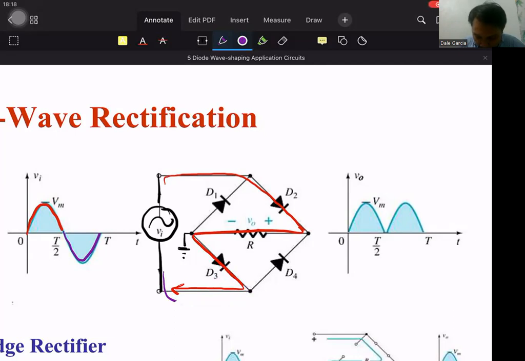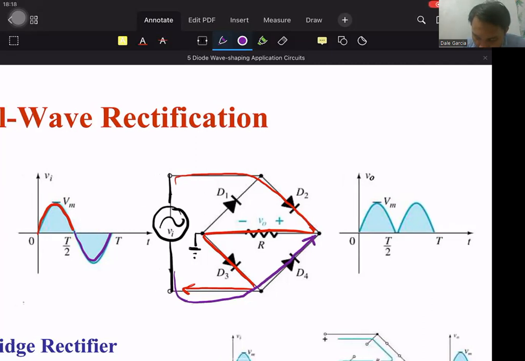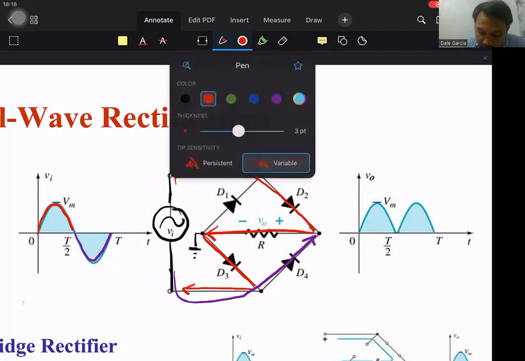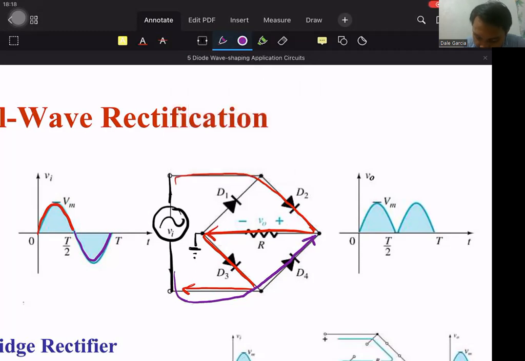It won't pass through D4. After passing D4, it won't pass through D2, because D2 also blocks it. So it goes through the resistor. And notice, the passing of the negative current through the load resistor is the same as the passing of the positive one earlier, right?